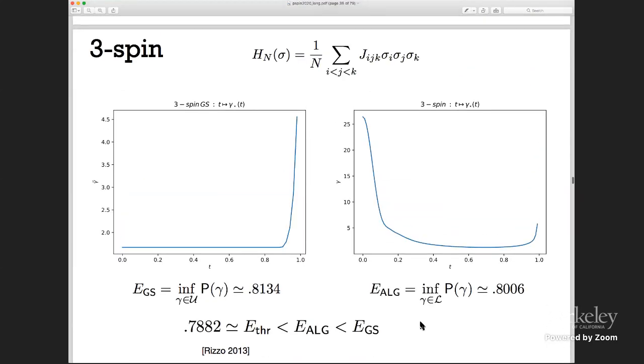And moreover, I want to compare this also to the threshold energy, which is the value that is believed to be achieved by Glauber dynamics, at least over polynomially many steps or constantly many steps. And that value has been evaluated on physics grounds in a paper by Tommaso Rizzo, and that value is about 0.78. So it's strictly smaller than the value that is achieved by our algorithm, which means that this algorithm is actually better than doing Glauber dynamics.